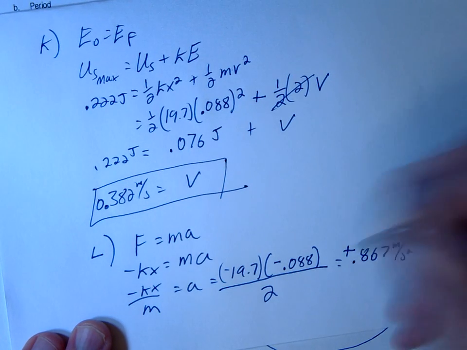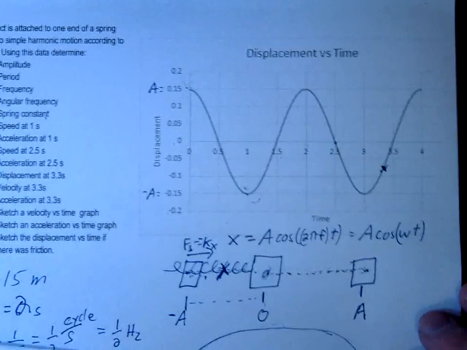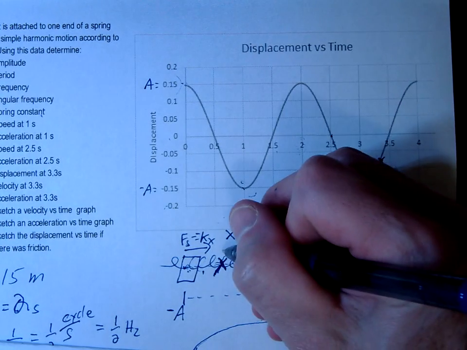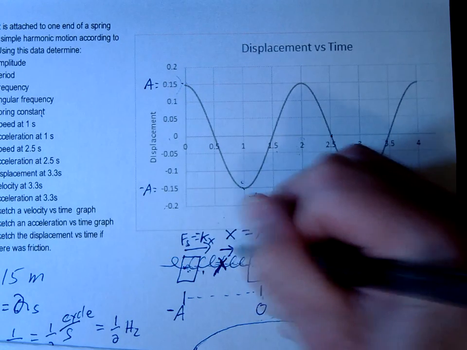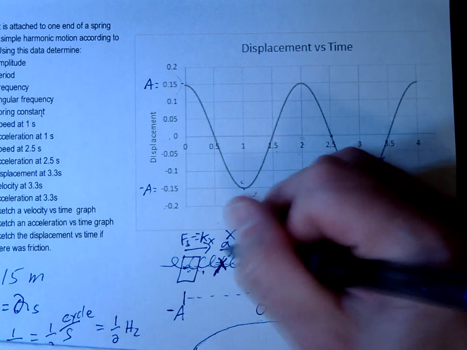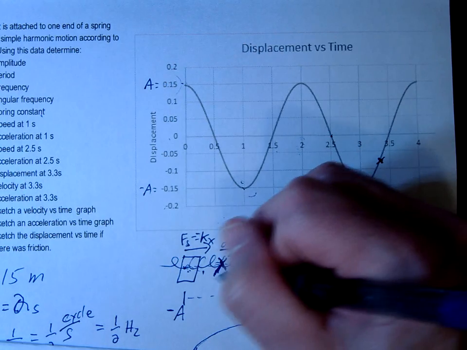Positive. Why is it positive? Well, look at your location. We're right here, and the force is pushing this way. So our acceleration is to the right. That's why we have a positive acceleration when we're at a negative displacement over here.